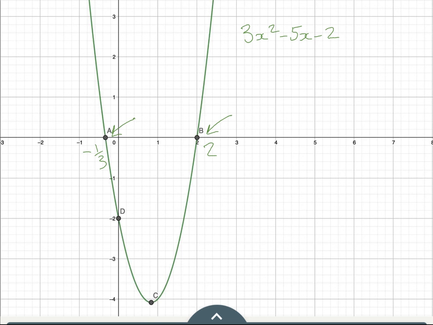And now let's have a look at how we would use the quadratic formula to solve that equation.